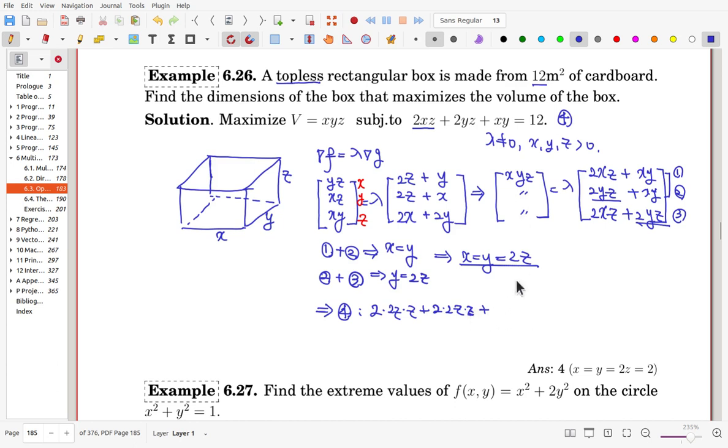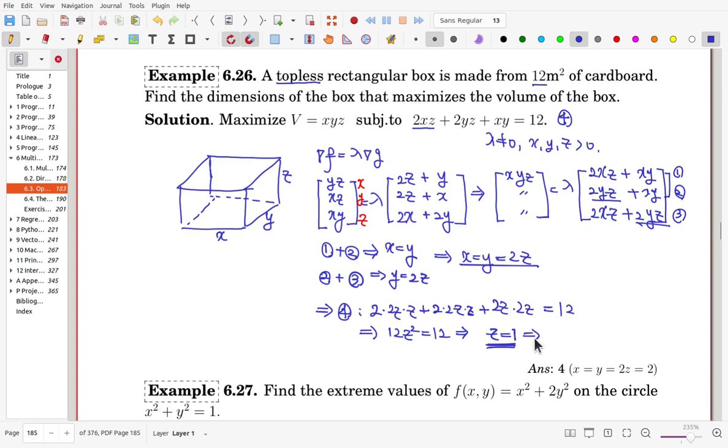Now finally, xy, 2z times 2z, right? That must be 12. From here, 4z squared, 4z squared, 4z squared, so that is 12z squared, that is 12. That means z squared is 1, z must be positive, so z must be 1. Then x and y are 2, right?